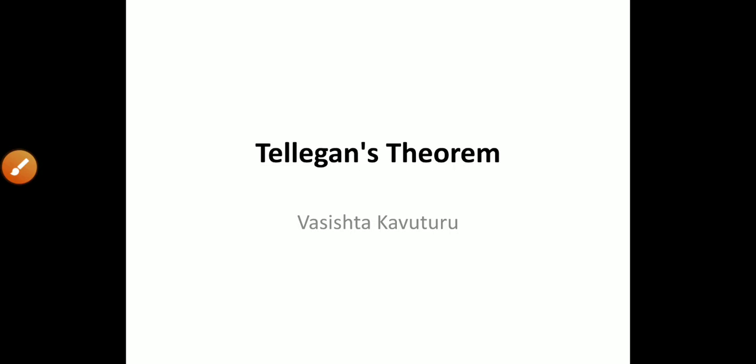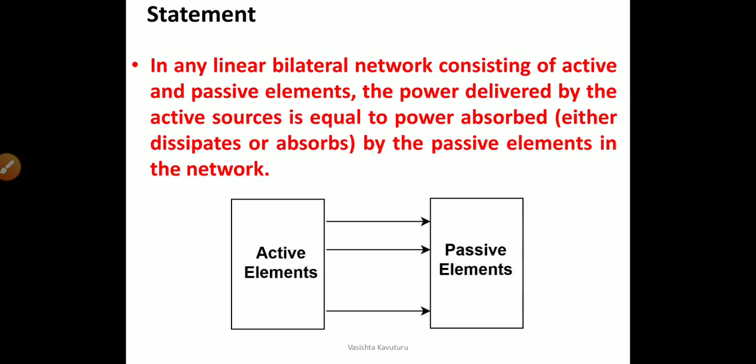In this video, we will see about Tellegen's theorem. The statement for Tellegen's theorem is: in any linear bilateral network consisting of active and passive elements, the power delivered by the active sources is equal to the power absorbed by the passive elements in the given network.